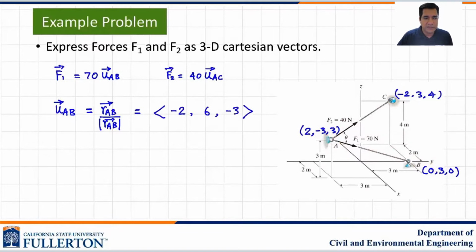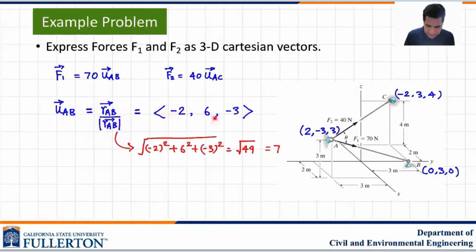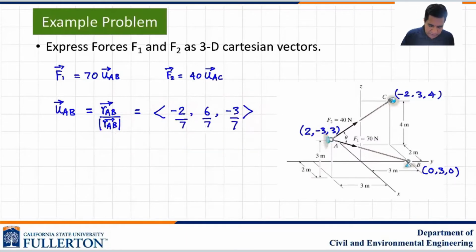-2, 3 minus 3, 3 minus 3, 6, and -3. Now, this is just the position vector. We need to take care of the strength. To get the strength, since you have the position vector, you can square each term and add them together. To get the unit vector, all we need to do is divide each term by 7. So now we have -2/7, 6/7, and -3/7.